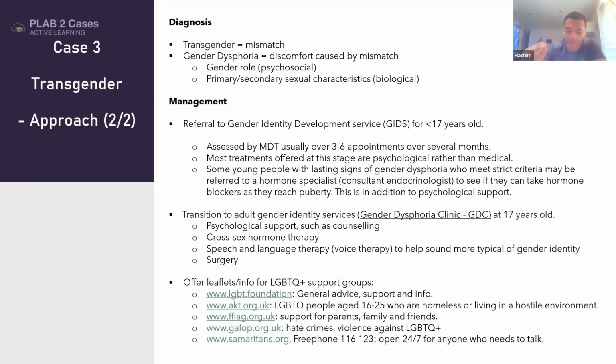We're not expected to know the details about the treatment. That's for the specialist. The junior doctors and the GPs are not going to be prescribing these hormonal treatments for 16-year-olds. That's way beyond the realm of what we're expected to do. So definitely just refer and offer support, and that's basically the mainstay of how we're expected to manage these kinds of patients in a GP surgery.